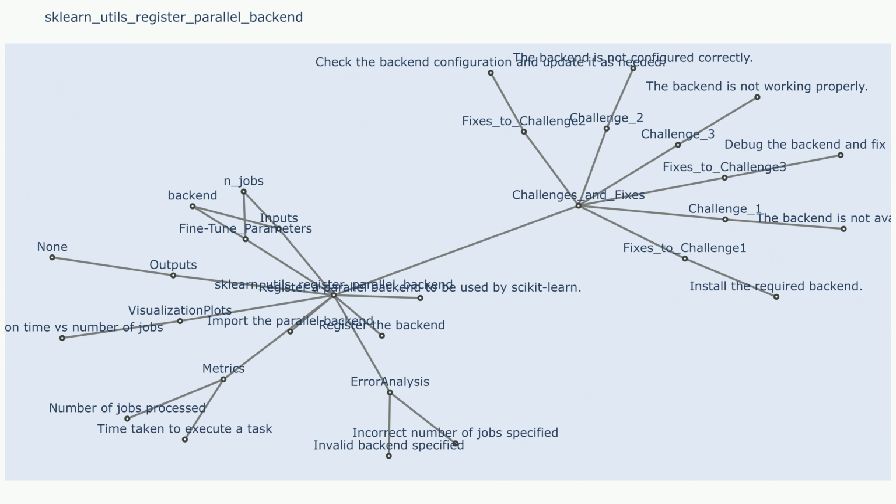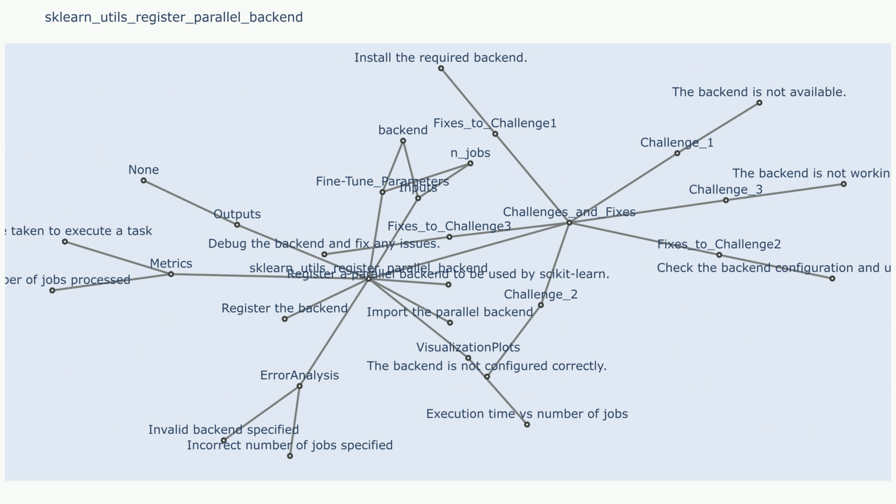Fine-tune parameters: number of workers for backends like multiprocessing or Dask. Adjust the number of processes or workers used to control the degree of parallelism. Backend-specific parameters: certain backends may offer additional parameters for fine-tuning their behavior. Uncertainty methods: the register_parallel_backend function itself doesn't directly address uncertainty.